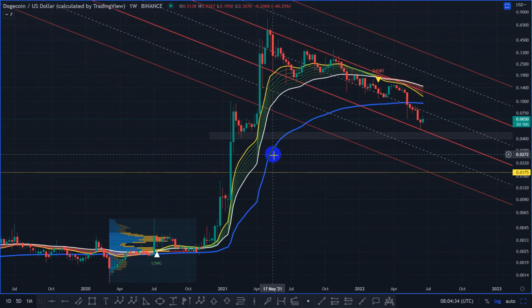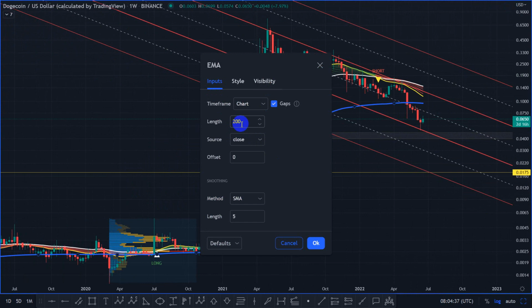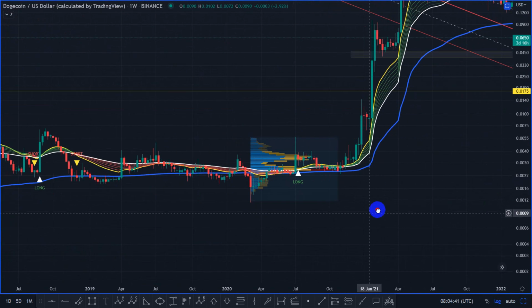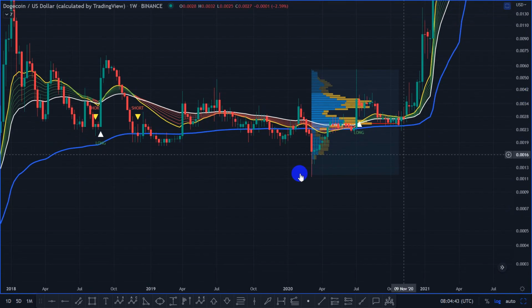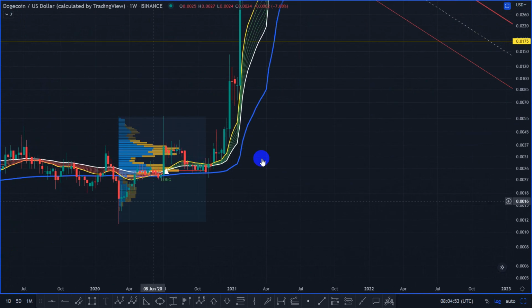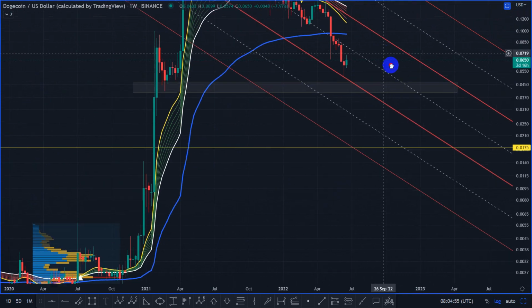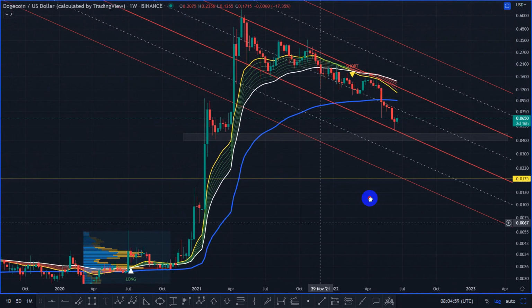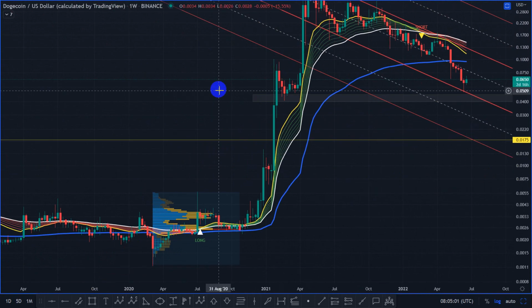Also, let's have a look at this EMA. If you notice, that's a 200 EMA. And let's watch the history. What you can see here, every time when the price went below this 200 EMA, it was a great time to buy Dogecoin. And we are below it now. So that's another signal showing that it's a good time for accumulation. What else I'm going to show you?